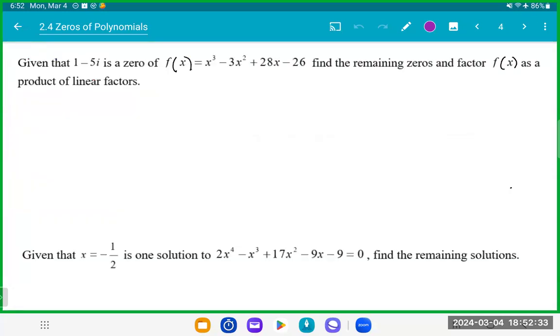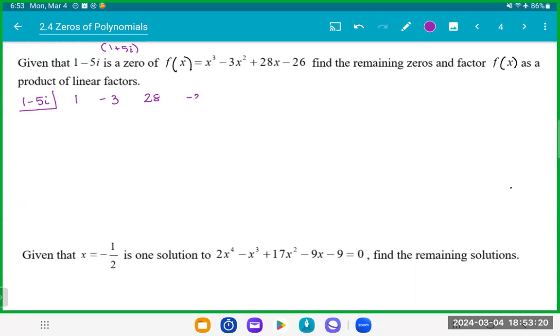So the first example we have here is, given that 1 minus 5i is a zero of this function, we want to find the remaining factors. Well, if 1 minus 5i is a zero, remember the conjugate pair, that tells me that 1 plus 5i is also a zero. Because remember, they have to come in pairs. So we can do our factorization. We have 1 minus 5i is a zero. I'm going to leave a little more space since we have the complex numbers.